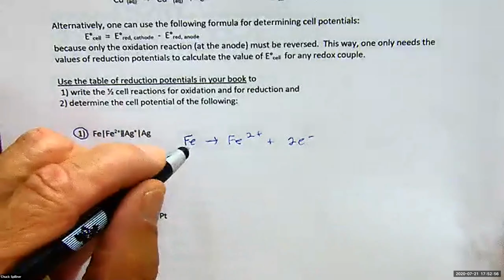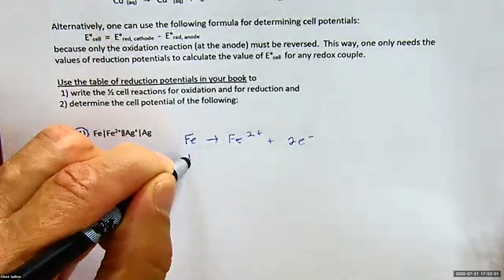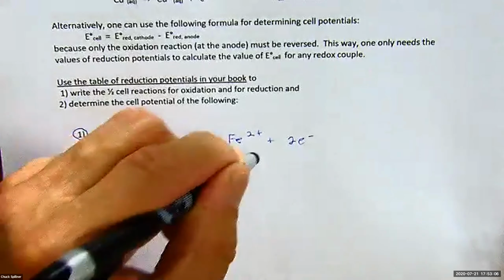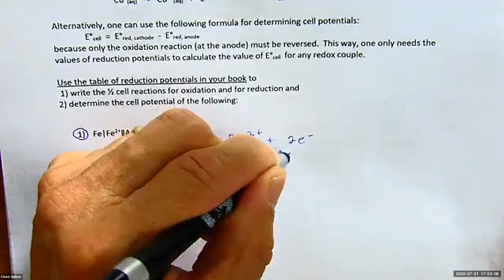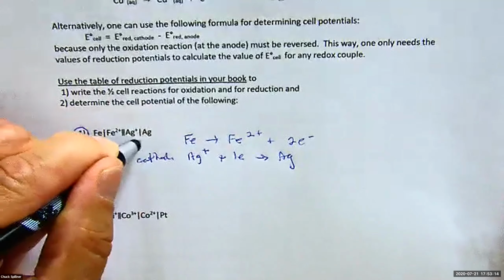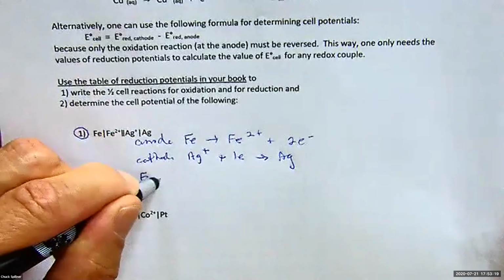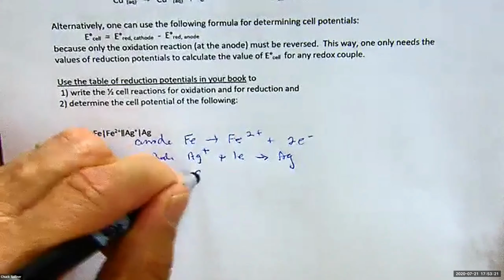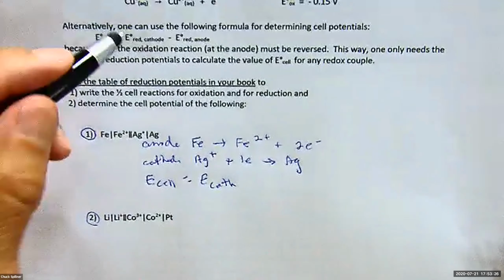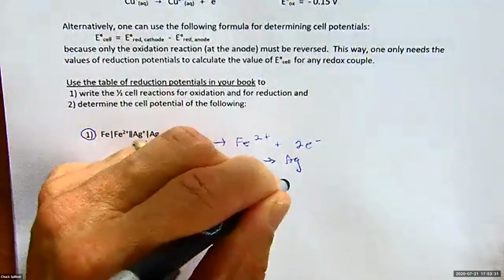And then the other half reaction is the reduction of silver on the right. So we have silver ion plus 1 electron going to silver. So this is the cathode, that's reduction. This is the anode. And we know our E cell is equal to E cathode, and you can look up at the top, it says that right up here. E cell is E cathode minus E anode.